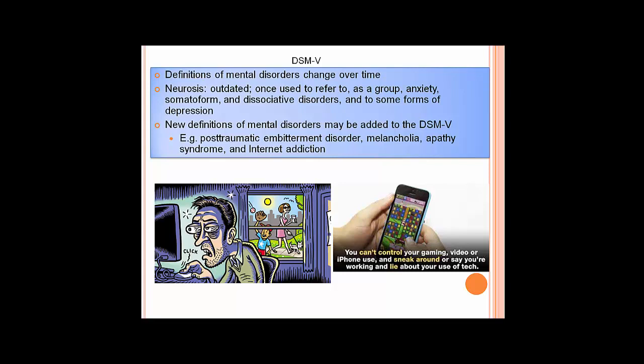New definitions and new mental disorders can be added to DSM-5. They are often added to DSM-5. Post-traumatic stress disorder, melancholia, apathy syndrome, internet addiction are among some. And there are others that are being researched that could possibly be added as new disorders. Certainly, also disorders that exist now that are in there can be removed or modified.